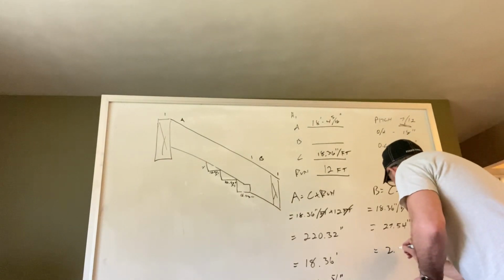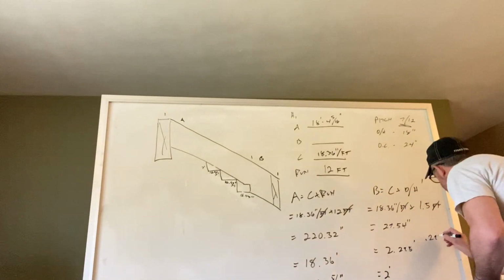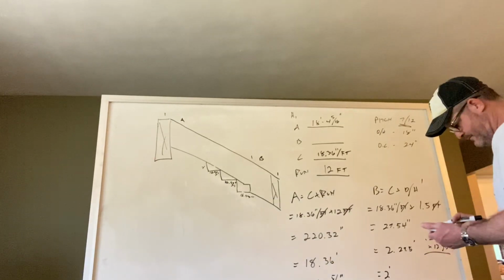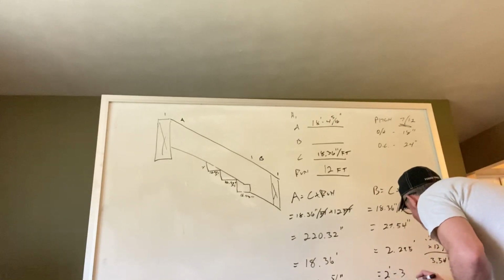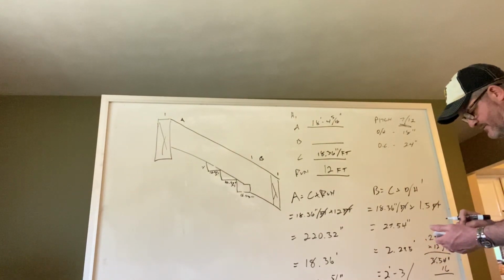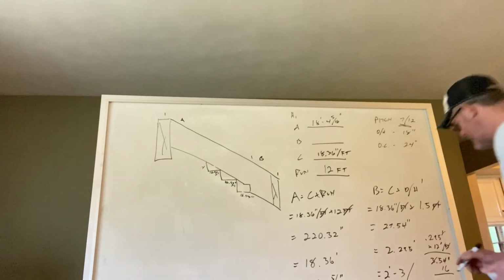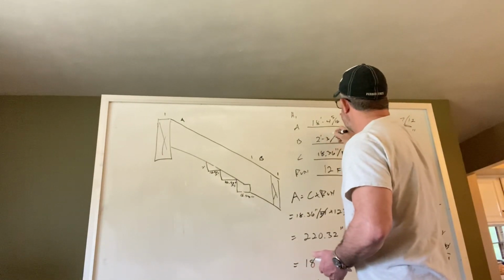I get 2.295 feet. So that means I have 2 feet and a portion of a foot times 12 inches per foot. Feet cancel. Is 3.54 inches. So 3 inches and a portion of an inch. And again, I want that in fractional increments of 16. So I multiply it by 16. And I get 9/16. So 2 foot, 3, and 9/16.